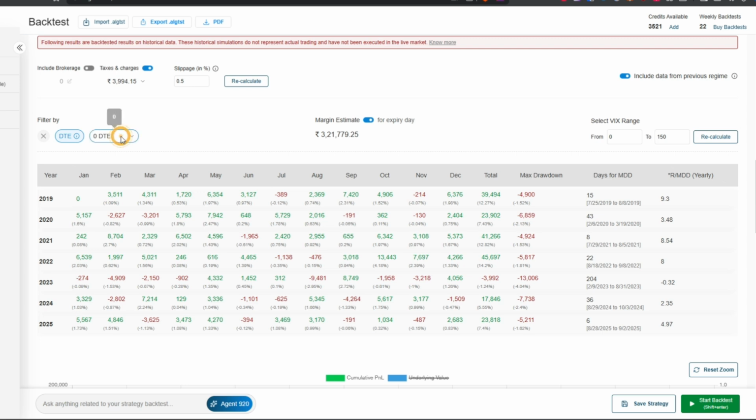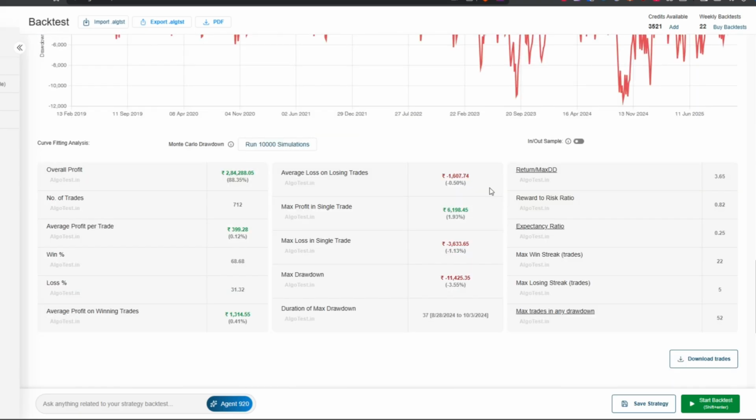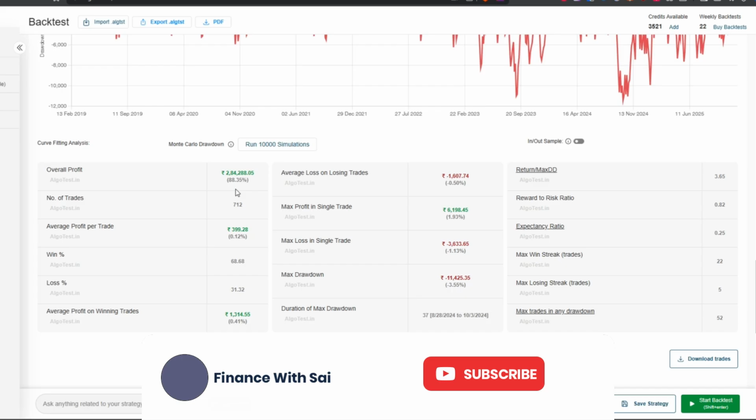And for a DTE filter, I am going to select only 0 and 1. That means I am going to trade this strategy only on the expiry day and the day before it. The reason is that since we are doing option selling, theta decay is highest on the expiry day and the day before that. And if you are pledging your holdings, then you are going to generate additional money on your mutual funds or stocks that you have invested in, and then trade. Because this is an intraday trading strategy, you can use 100% of your pledged collateral.